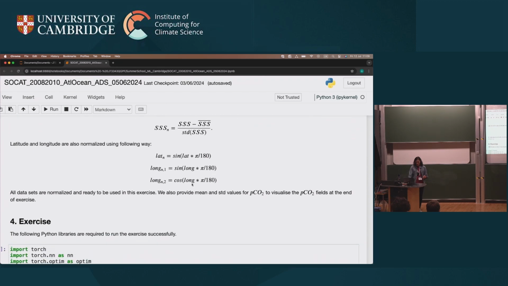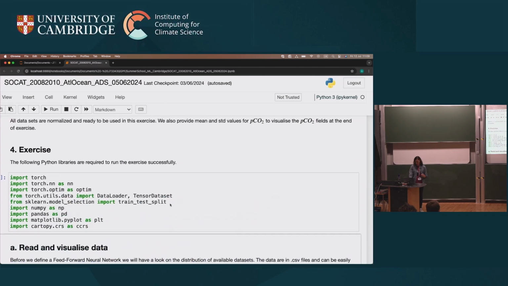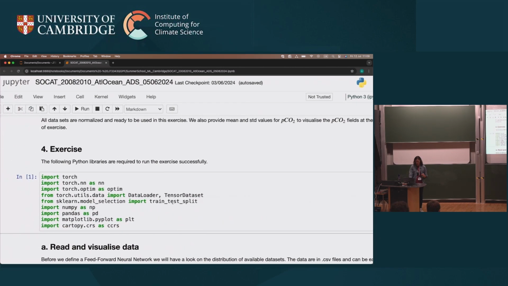And as I said, we will also have geographical position as predictors, and here is the following way you can normalize it. The latitude is quite simple, while for longitude, because of its periodic behavior, we will have two drivers, longitude 1 and 2, which depend on sine and cosine. For you, it's already all done, so it's normalized and you don't need to care about it too much. And yeah, let's go to the exercise.